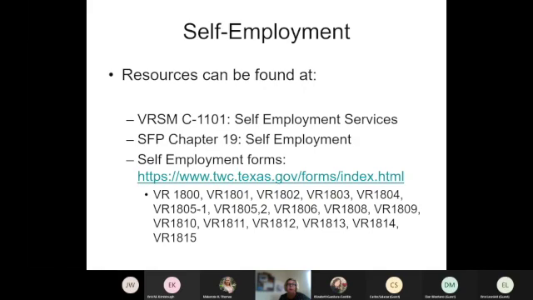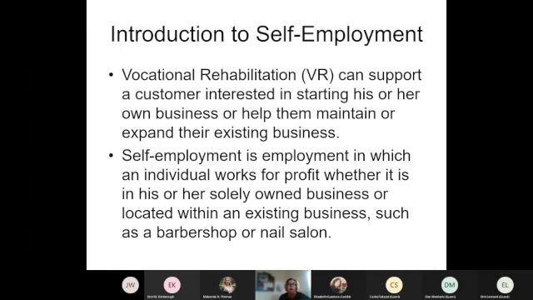I also put in my PowerPoint a list of the forms relating to self-employment. There's a lot of forms, and I understand some folks with AgrAbility are also completing forms, which is great. You're doing what you can to help your client, your participant in your program. So I don't need to tell you that there are a lot of forms.